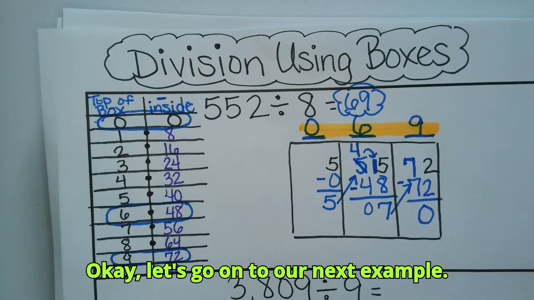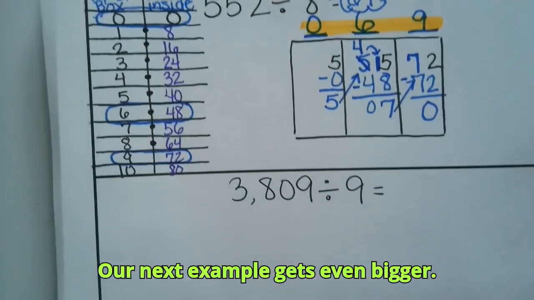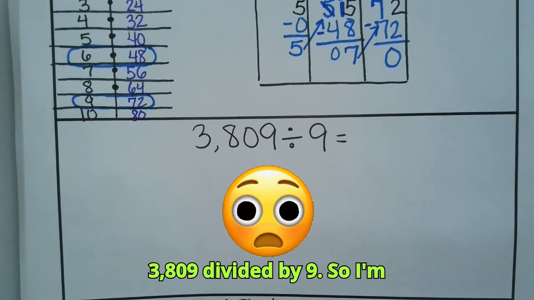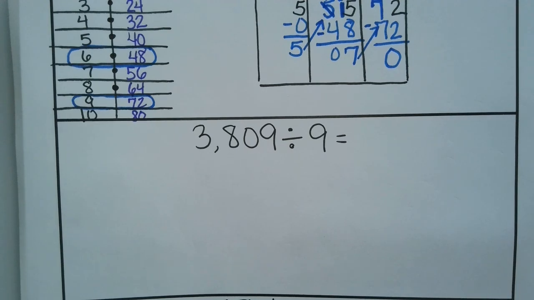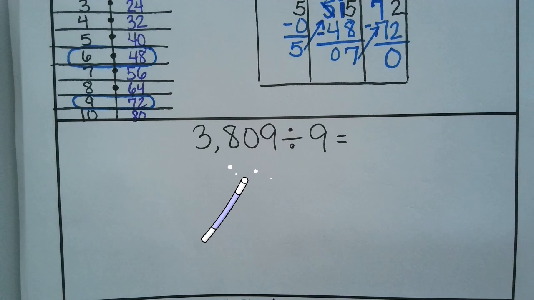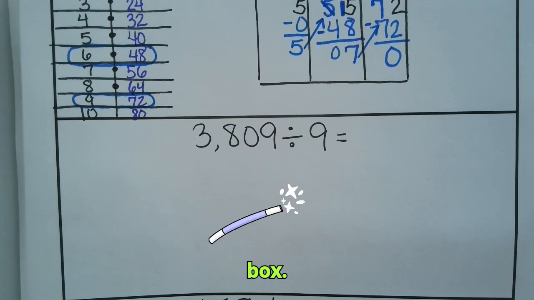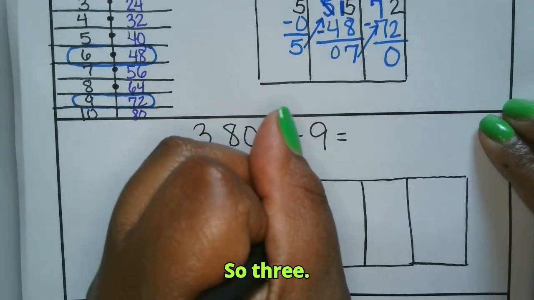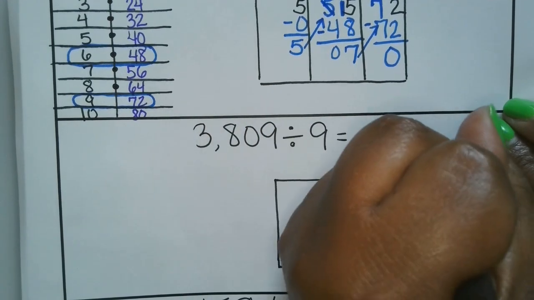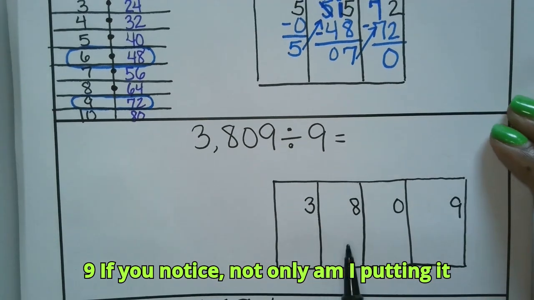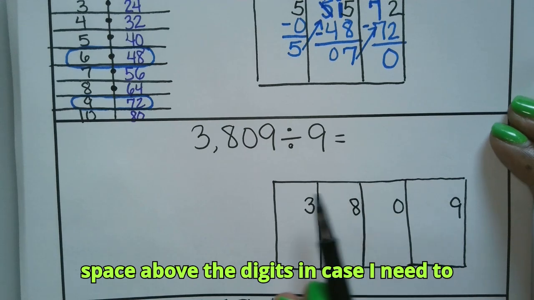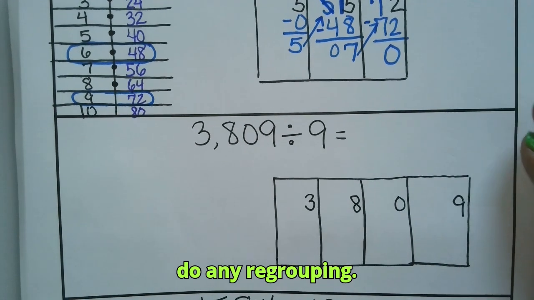Okay, let's go on to our next example. Our next example gets even bigger. 3,809 divided by 9. So I'm going to do the same thing. This time I need a 4-digit box. So 3, 8, 0, 9. If you notice, not only am I putting it to the right, I'm also leaving some space above the digits in case I need to do any regrouping.